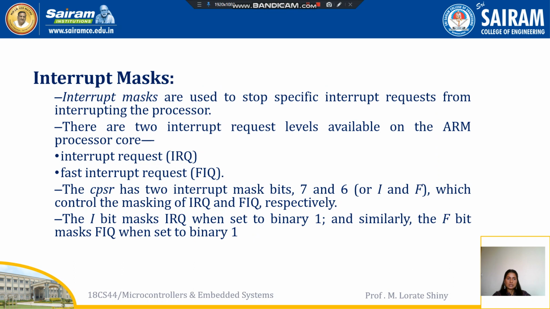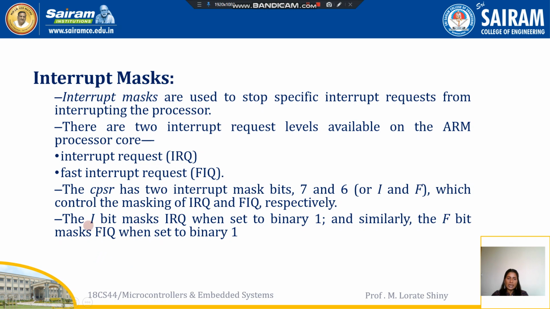Next is the interrupt mask. Interrupt masks are used to stop specific interrupt requests from interrupting the processor. There are two interrupt masks: interrupt request and fast interrupt request. In the control field of the CPSR, there are two bits. Bits 6 and 7 are called fast interrupt request and interrupt request. The sixth bit is fast interrupt request. The seventh bit is interrupt request. These are used to mask the corresponding interrupts.